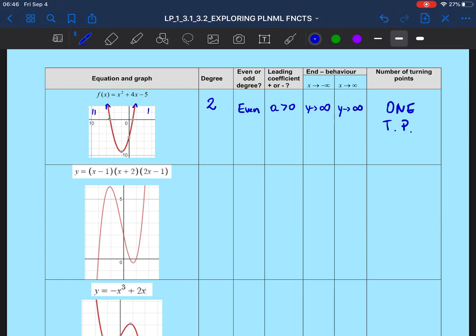So the next equation is y equals x minus 1 times x plus 2 times 2x minus 1. So remember, since we're multiplying 3 factors, where x is present in each factor and to the power of 1, then the degree of this function will be 3. So that's obviously an odd degree function. The leading coefficient is 2, because remember, the leading coefficient is obtained by multiplying the leading coefficient of each factor. So that's a positive number.